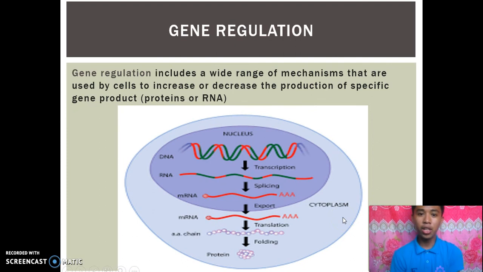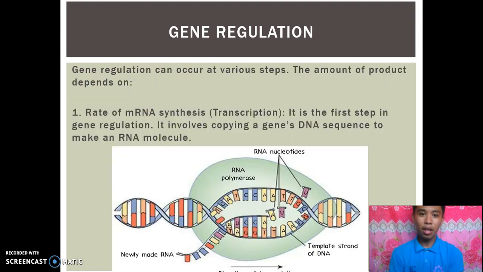Gene regulation includes a wide range of mechanisms that are used by cells to increase or decrease the production of specific gene products, so protein or RNA. Gene regulation can occur at various steps. The amount of product depends on, first, the rate of mRNA synthesis or transcription. It is the first step in gene regulation.